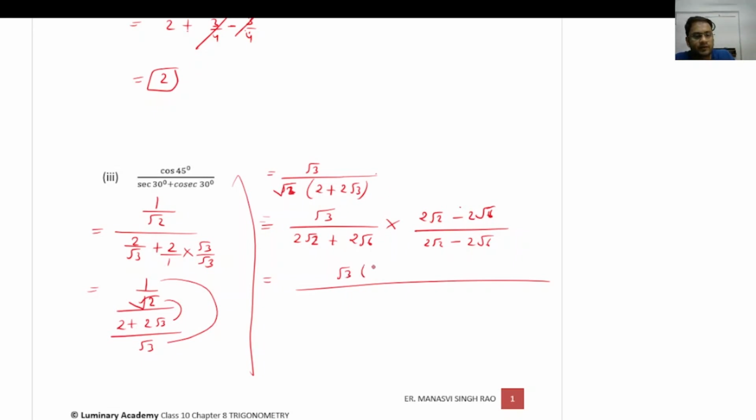So root 3 times 2 root 2 minus 2 root 6, right, and in the denominator it will become 2 root 2 whole square minus 2 root 6 whole square. Done. So this will become 2 root 6 minus 2 root 18 upon this will become 4 times 2, because see, we will square root 2, so this will become 4 into 2.